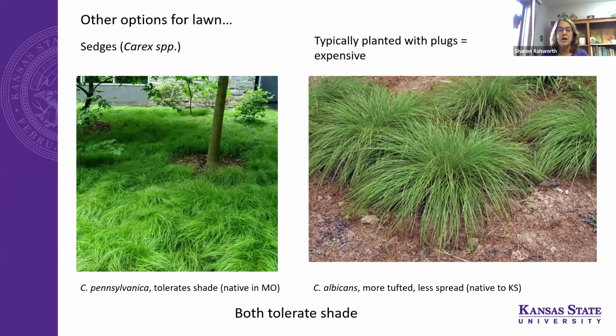Another Carex to try is Carex albicans. Carex albicans is native to Kansas, pennsylvanica more towards Missouri, but we can borrow. Carex albicans is just more tufted, so it's not going to spread like Carex pennsylvanica. But it is a beautiful sedge, and I think a great turf grass replacement. It's a lovely sedge for maybe small areas, because you do have to start these with plugs, and it can be expensive. So do a little piece at a time.